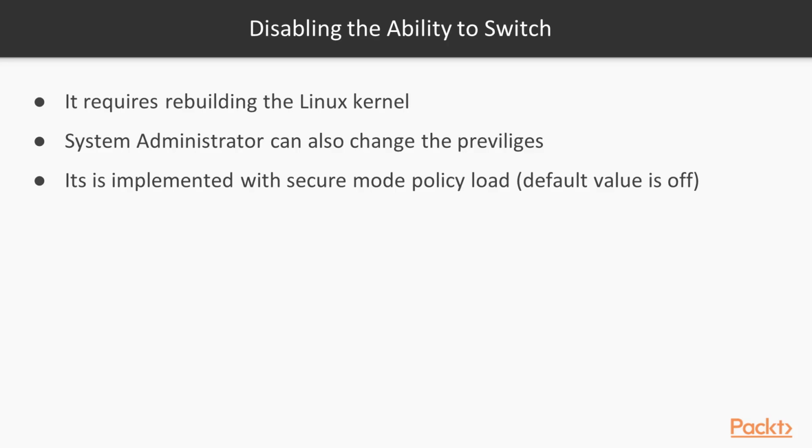On production systems, it might be of interest to disable the ability to switch to permissive mode. Disabling this feature usually requires rebuilding the Linux kernel, but SELinux policy developers have also thought of a different way to disallow users from toggling the SELinux state. The privileges that users need to switch to permissive mode are conditional, and the system administrators can easily toggle this to disable switching back from enforcing mode to permissive mode. The conditional is implemented through an SELinux boolean called secure_mode_policyload, whose default value is off.